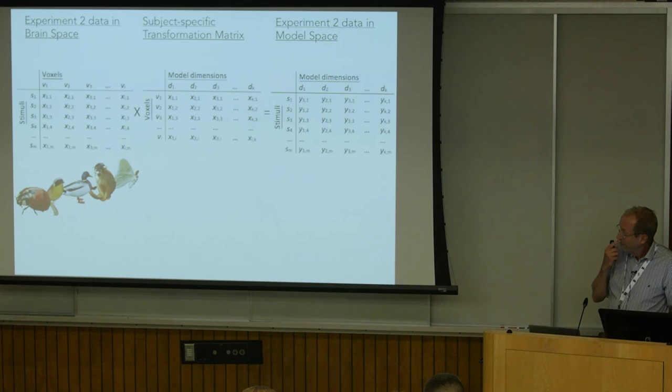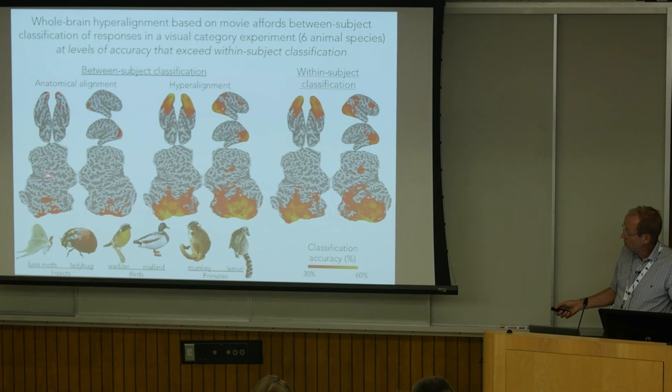Okay, so I promised that this would work for other data sets. So we did this. We took the data from the animal species perception experiment, used the transformation matrices derived from the movie, put the responses to these animal species into common model coordinates, and then did the same kind of between subject classification analysis. And these are the results.